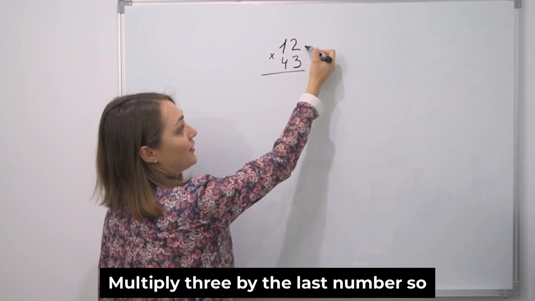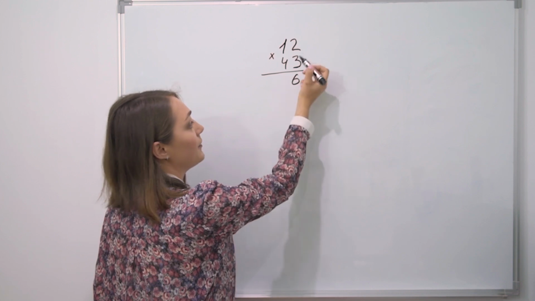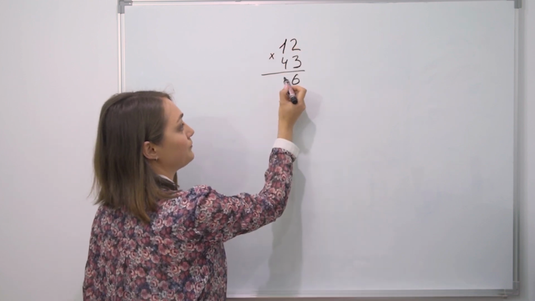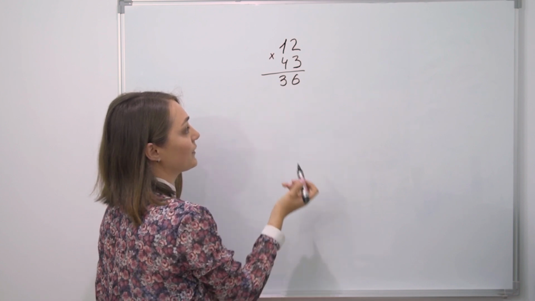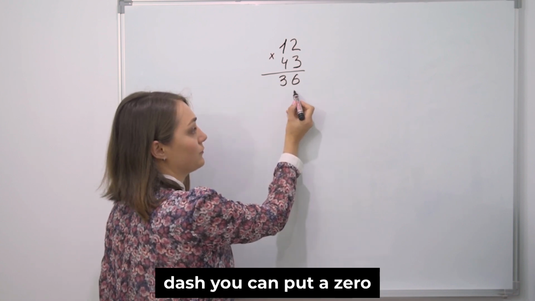Multiply 3 by the last number, so we get 6. Then multiply the last number 3 by the first number, you get 3. This is the first line for us. Put a 6, you can put a dash, you can put a 0.